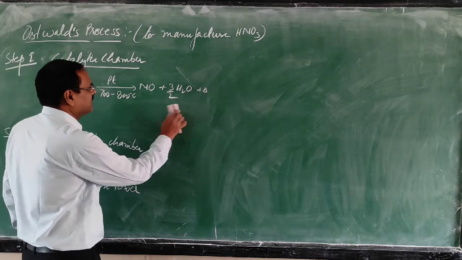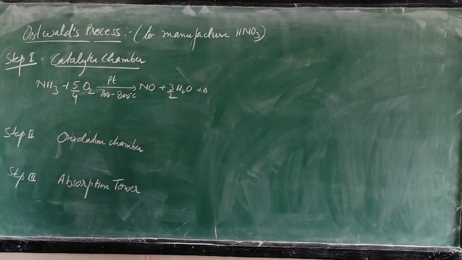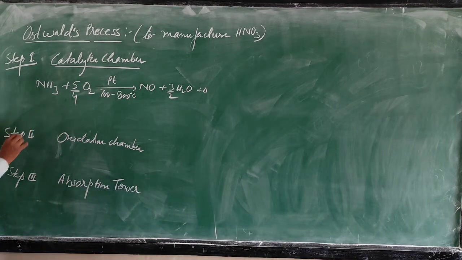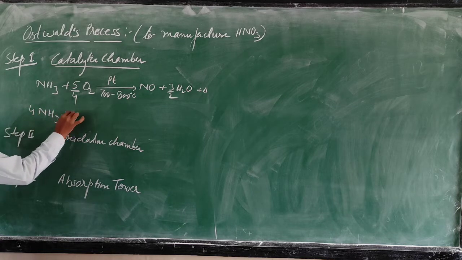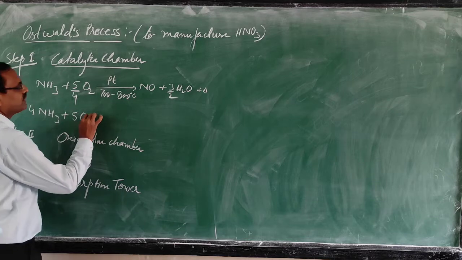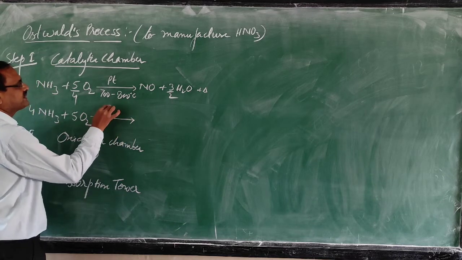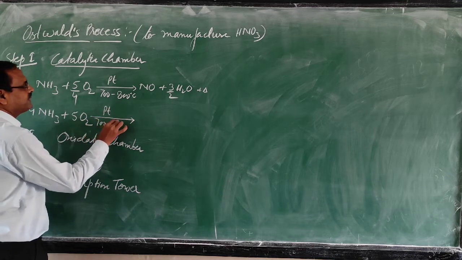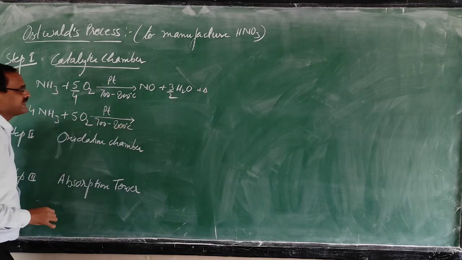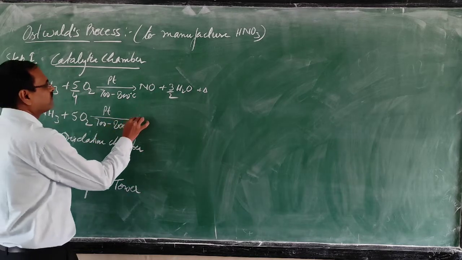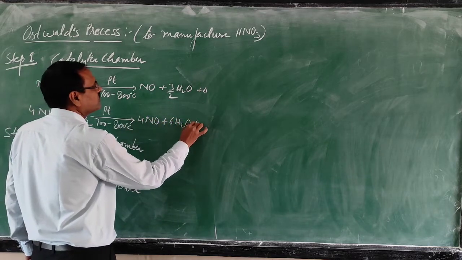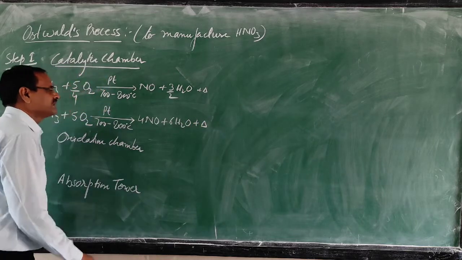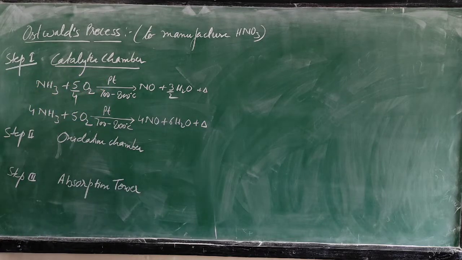Only we have to remove the fraction sign. So for removal of this fraction sign, we can multiply by 4. Then 4NH3 plus 5O2 in the presence of catalyst platinum, 700 to 800 degrees Celsius. This will form 4NO and 6H2O. The reaction is exothermic. Now next one is the oxidation chamber.